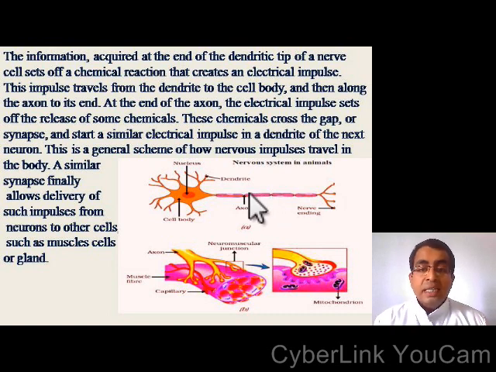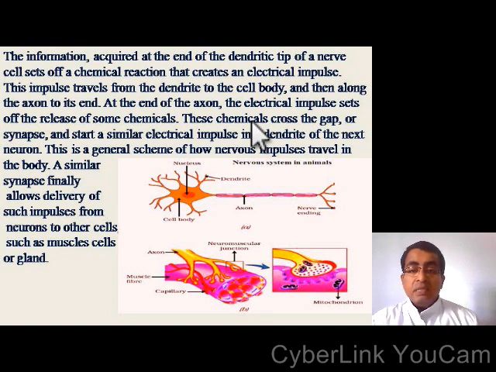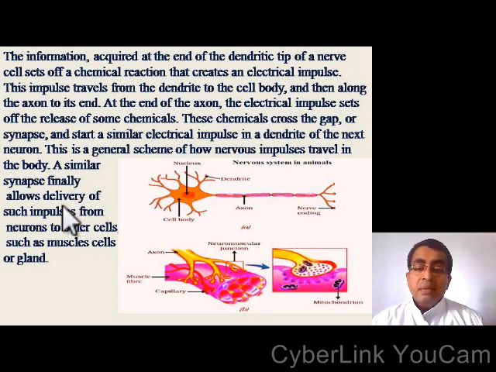This is a general scheme of how nervous impulse travels in the body. A similar synapse finally allows delivery of such impulse from neuron to other cells such as muscle cells or gland.